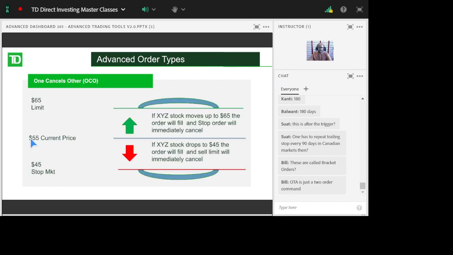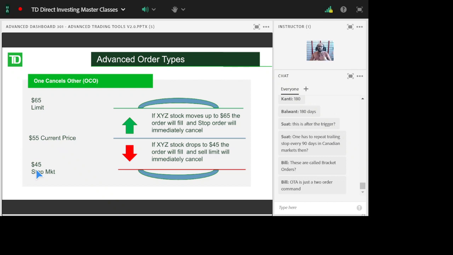So this is what we have. Let's say we have the current stock price at 55. I'm going to place an OCO order. My first order is going to be a limit order to sell at 65. And my second order is going to be a stop market, also known as a stop loss order, to sell at $45. Okay. Now, what happens is because both orders are active, you're probably asking, well, do they both stay on the whole time?